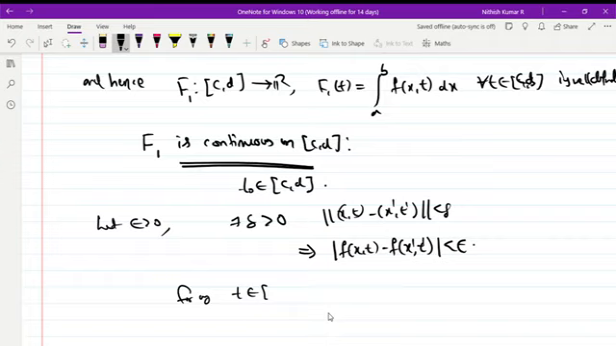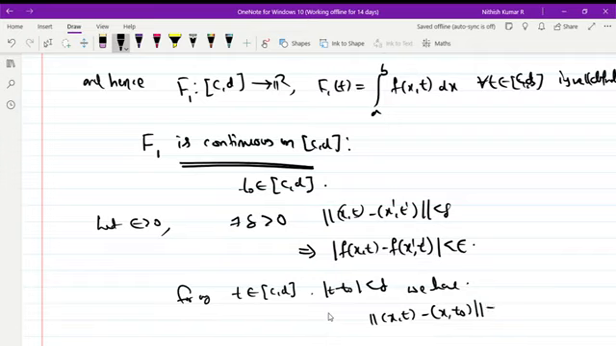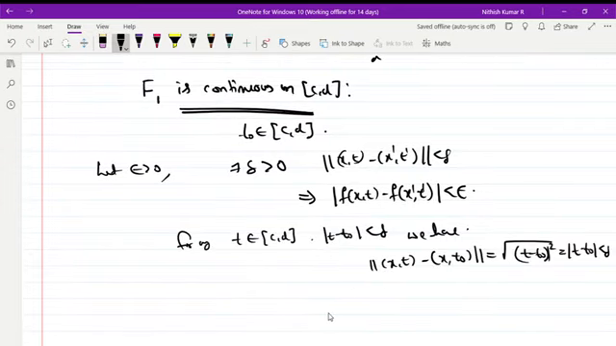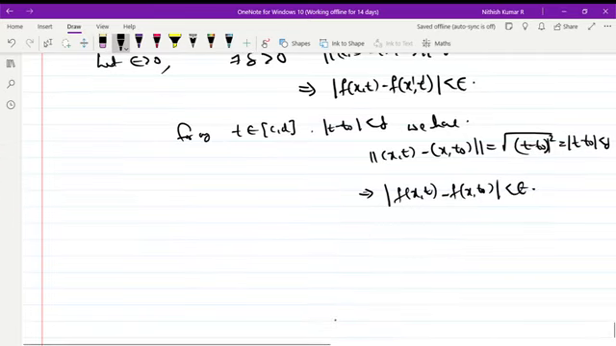Now, for any t belonging to the closed interval [c, d] with modulus of t minus t naught less than delta, we have the norm of (x, t) minus (x, t naught), which is nothing but the square root of (t minus t naught) whole square, that is nothing but modulus of t minus t naught, which is less than delta. This implies modulus of f(x, t) minus f(x, t naught) is less than epsilon.